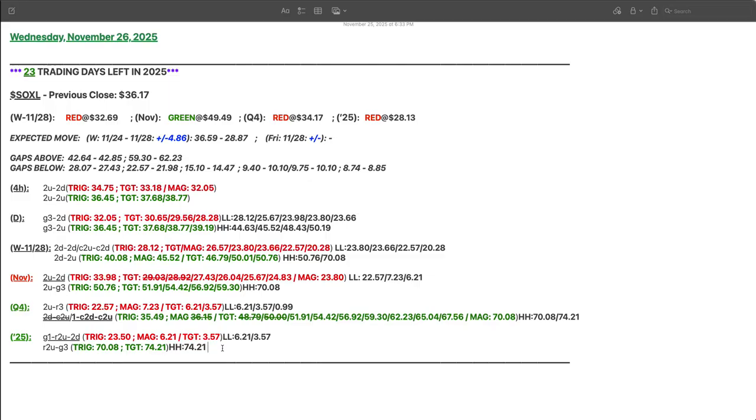So we want to look to continue to push up through the end of the year to give ourselves the best chance of going 2 up next year. Triggering that 2 down, 2 up, and looking for that magnitude of 70.08. So there you have it. The triggers and targets for everything from the scalping chart all the way to the 1-year chart. Tried to jam in as much information as I could without taking up too much of your time.